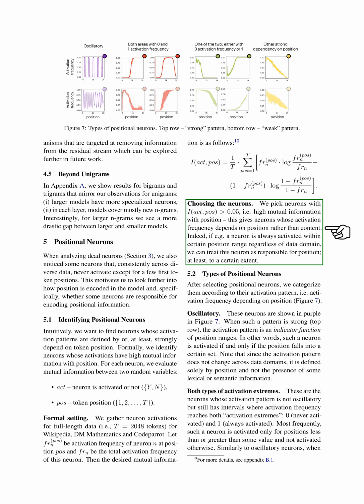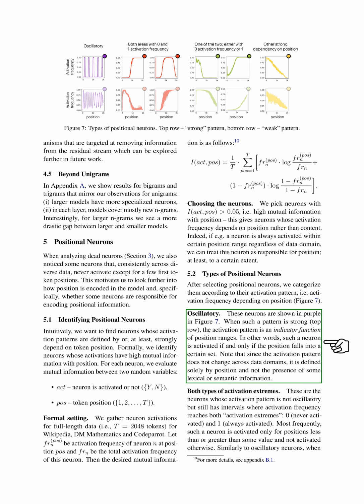After identifying these positional neurons, we classify them based on their activation patterns. We've identified four main types. 1. Oscillatory neurons. These neurons have an activation pattern that is an indicator function of position ranges. In simpler terms, these neurons are activated if and only if the position falls within a certain set. This activation pattern is not influenced by the data domain, meaning it is determined solely by position and not by any lexical or semantic information.